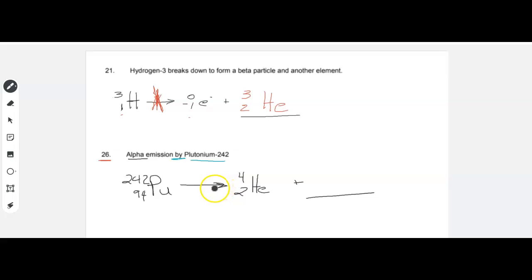So now I just figure out my sides, my halves. 242 on the top half. On the right, I've got 4 plus blank gives me 242. Well, the answer is going to be 238. 238 plus 4 gives me 242. And what do I add to the number 2 to equal 94? The answer is 92. And when I look that element up, that is uranium, uranium-238.